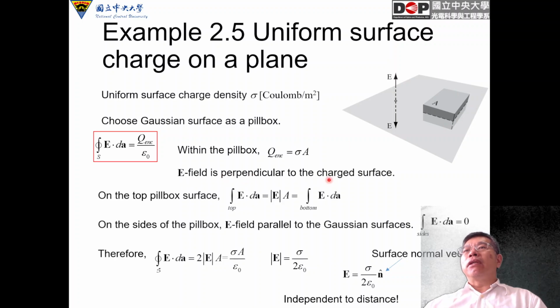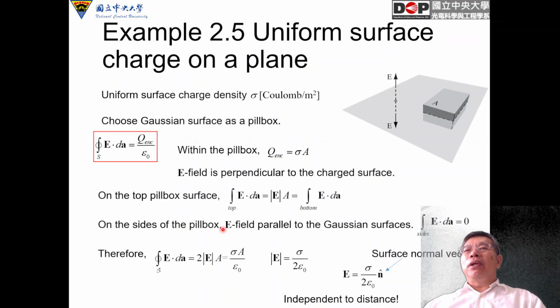The electric field is perpendicular to the charged surface. Because of symmetry, the electric field always points out from the surface, along the surface normal direction. On the pillbox surface, there's a top one and a bottom one; you probably see the very light gray part of this box. On the top, the field goes up; on the bottom, the field goes down. That's it. So the electric field times the area. Just write things down.